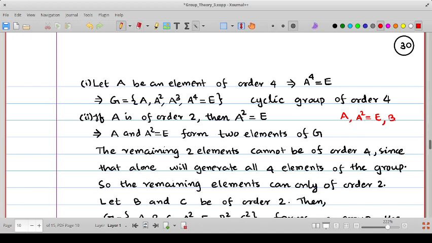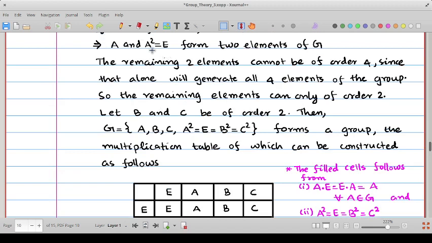So we have 1, 2, 3 elements. We need the fourth element. That cannot be of order 4. So that should also be of order 2. So we call it C. So the elements generated by these 3 second order elements are A, B, C, and A square equal to E. B square is also equal to E, and C square is also equal to E. So we have 4 elements, A, B, C, and the identity. So that is the other possibility for a group of order 4.